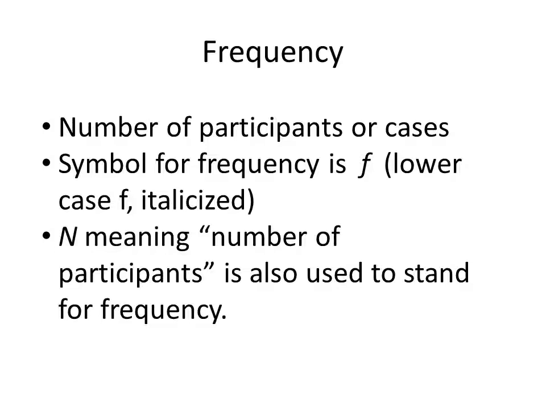Also, N, capital N, italicized, means the number of participants. It is also often used to stand for frequency. So if you see in a report that the frequency is equal to 23 for a score of 99, you know that 23 participants had a score of 99.